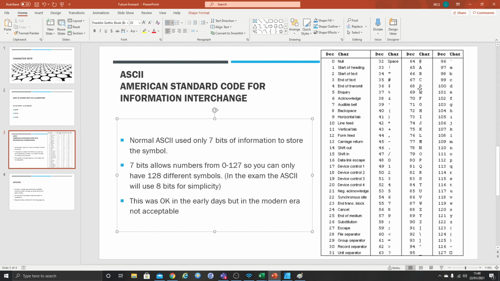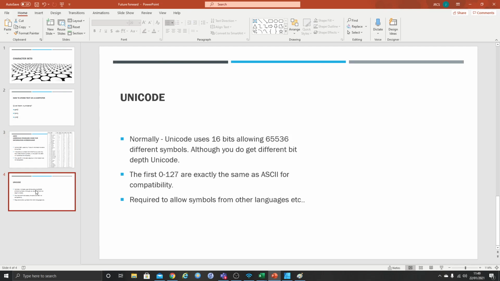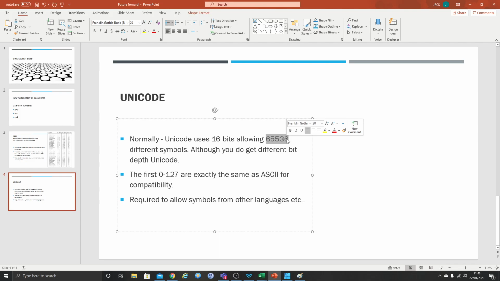So that's basically ASCII. But the problem is this wasn't acceptable for the modern era. So they came up with something. They did have something called extended ASCII. But in the end, we don't have to learn about extended ASCII, but we now use Unicode. I'm not going to show you the table because it is, as you can see here, 65,536 different numbers, because you do even get bigger ones than this. You get like Unicode 32, which is a ridiculously large number. But 16 bits is quite a lot of symbols. So this one can have 65,536 symbols. Okay? And I said here, you do get different bit depths, but it's normally 16-bit.